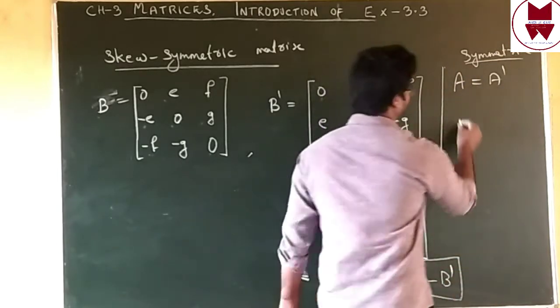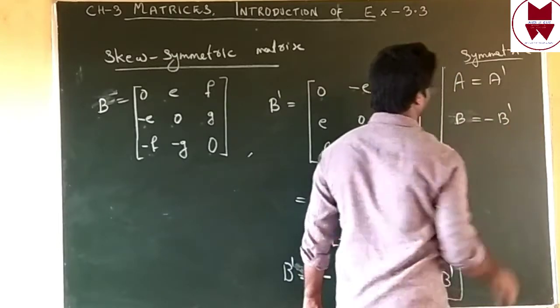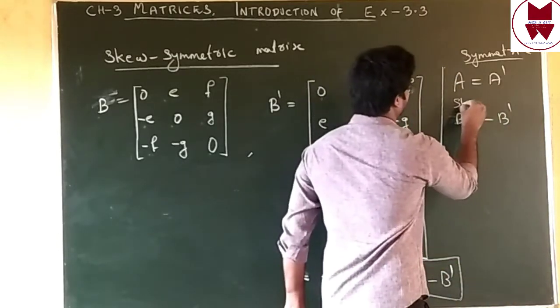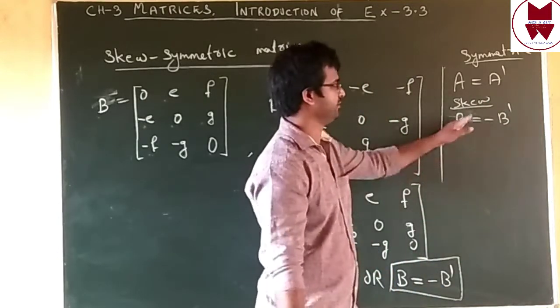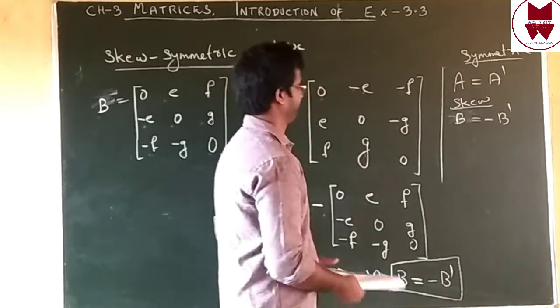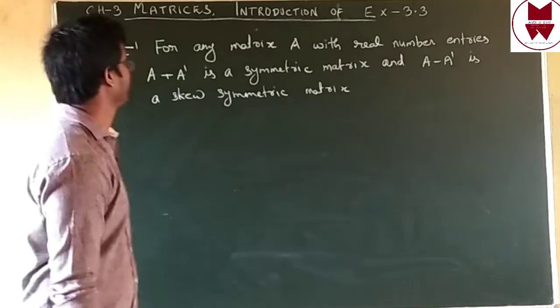Symmetric matrix. Okay. Then next, B equal to minus B transpose. This is a skew symmetric matrix. Okay. Now we can see theorem number 1.